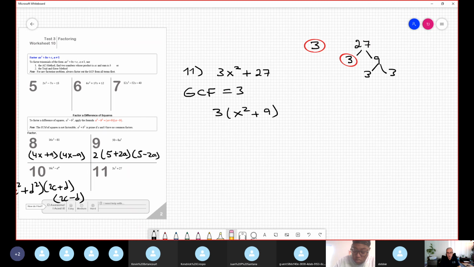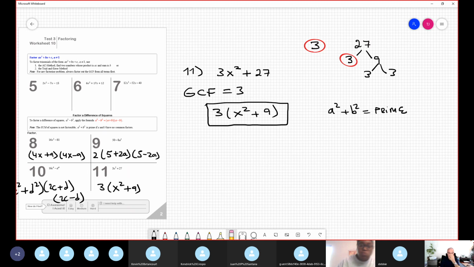Wow, I would like to factor this, but it's impossible because I know that the sum of squares is prime. Okay, remember this formula: a squared plus b squared is prime, therefore we cannot do anything. And this is my final answer. Okay, you copy now: 3 times x squared plus 9. Well, I did something. I did the GCF at least. And the GCF is one technique some students underestimate. In my opinion, it's the most important. It's the first thing you should do. Okay, let's move on to the next page. That's page number 3.